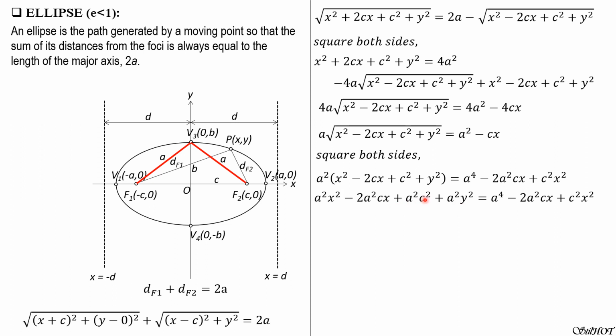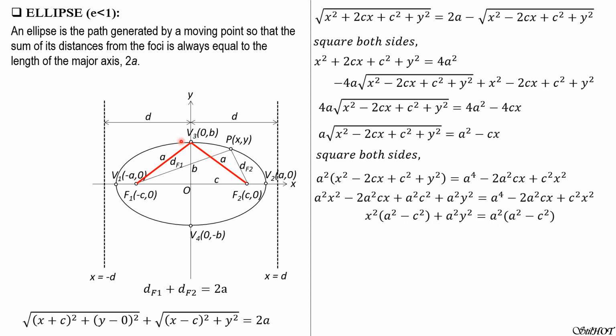And for these two terms, the left side a squared c squared, in the right side a to the fourth, common a squared. So we have in the right side a squared quantity a squared minus c squared. So again, x squared times quantity a squared minus c squared plus a squared y squared equals a squared quantity a squared minus c squared.